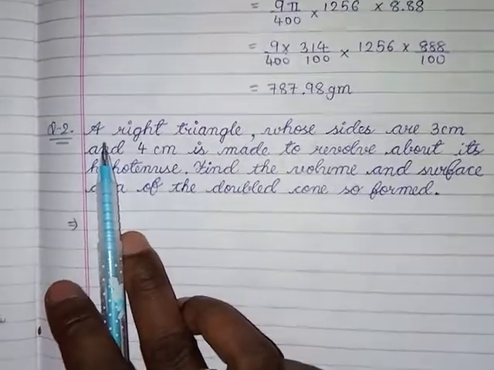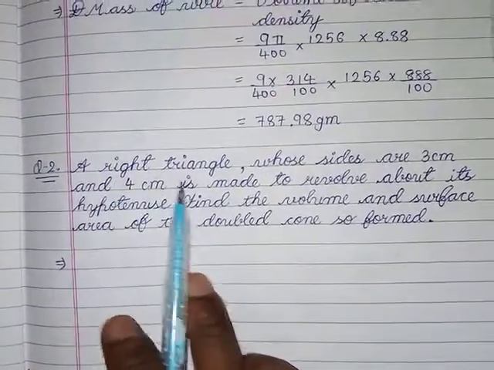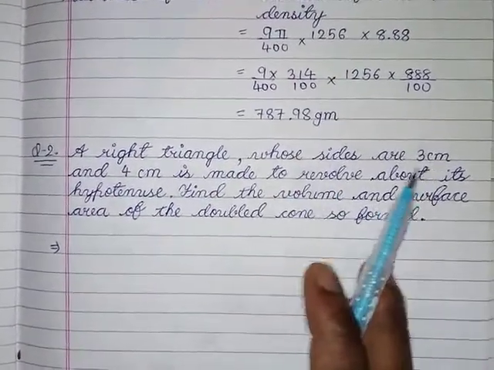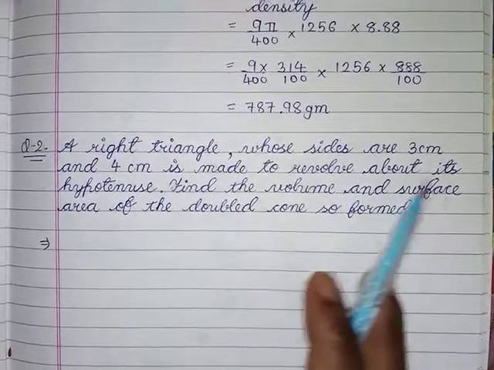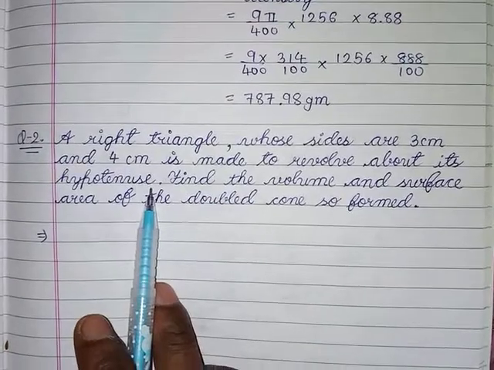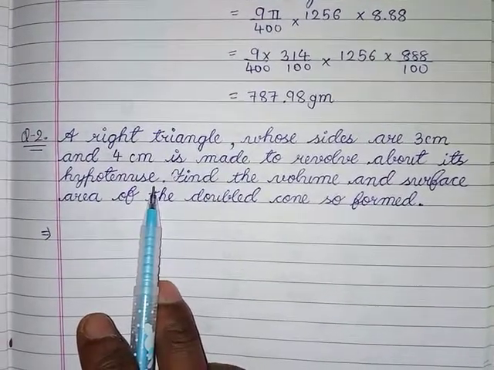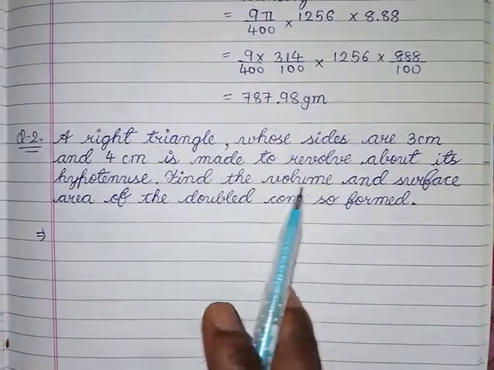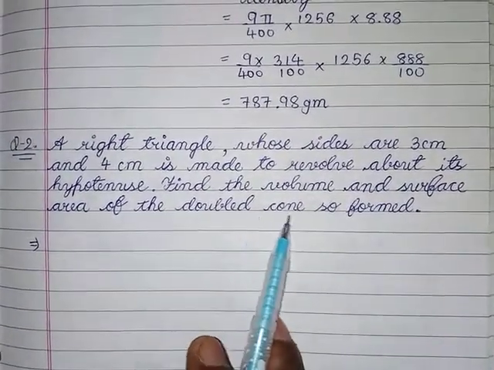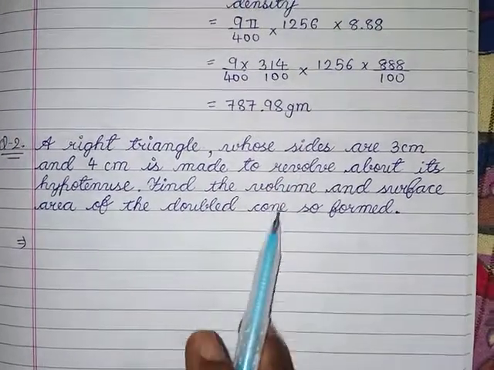Question number 2. A right triangle whose sides are 3 centimeter and 4 centimeter is made to revolve about its hypotenuse. Find the volume and the surface area of the double cone so formed.